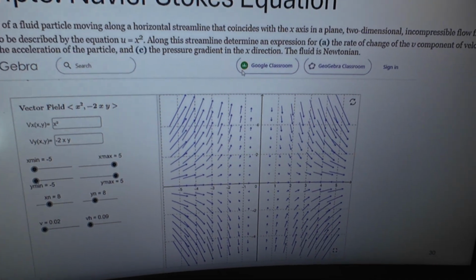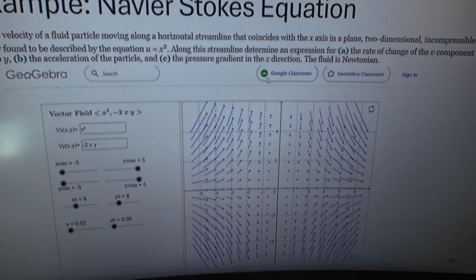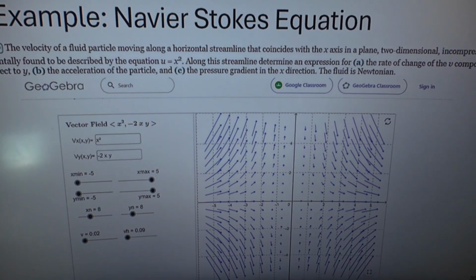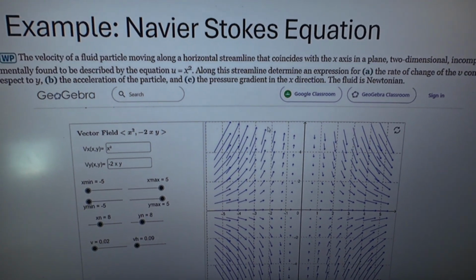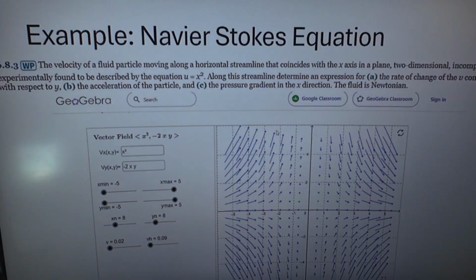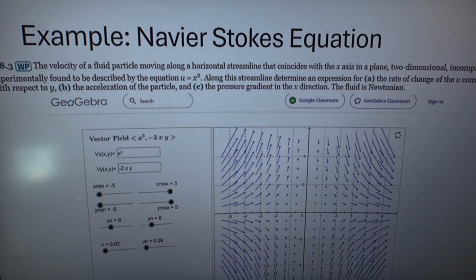The fluid is Newtonian. And sorry for the quality, I don't really have a fancy iPad or anything, so I'm just using my own personal camera and making do with what we can here.